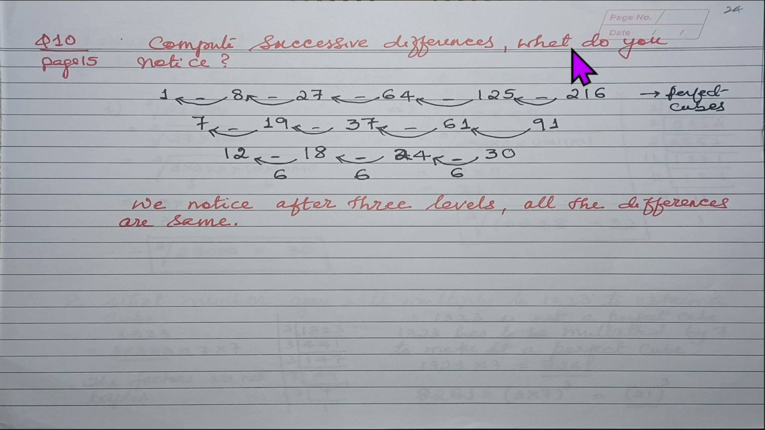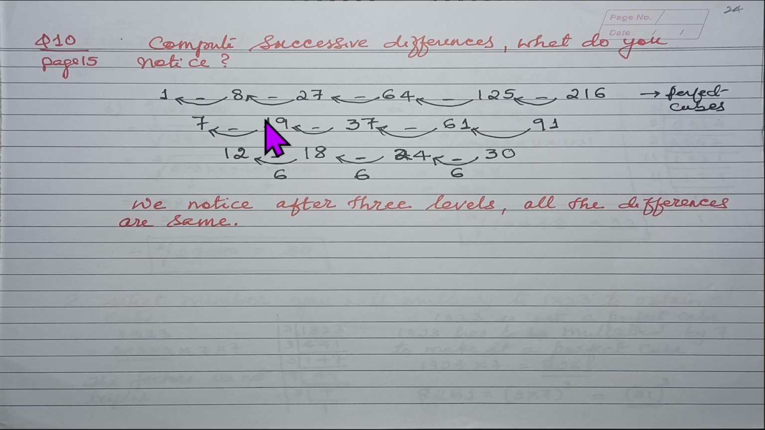Compute the successive differences, and what do you notice in this? That is the question. So let us take perfect cubes: 1, 8, 27, 64, 125 and 216. Those are consecutive perfect cubes. Now subtract them. 8 minus 1 is 7, 27 minus 8 is 19, 64 minus 27 is 37, 125 minus 64 is 61, 216 minus 125 is 91.